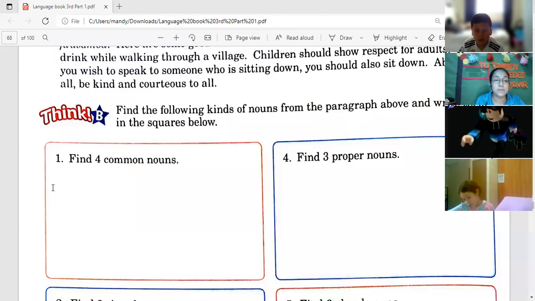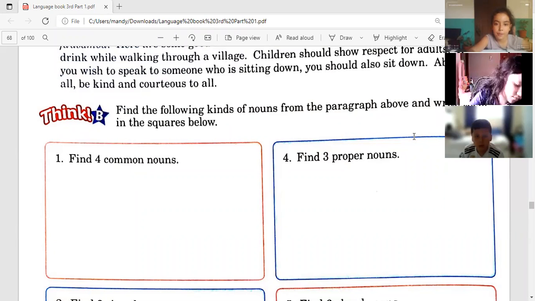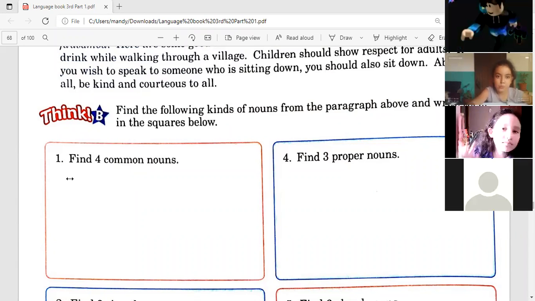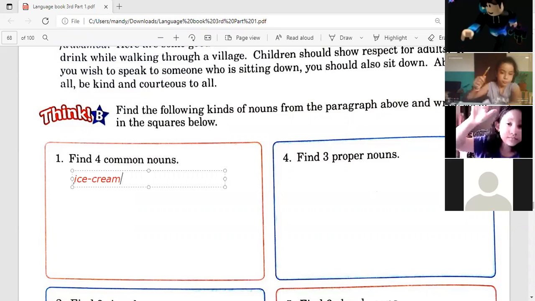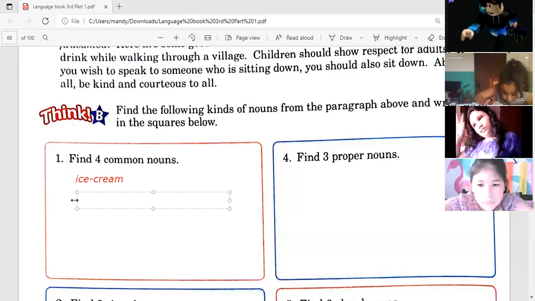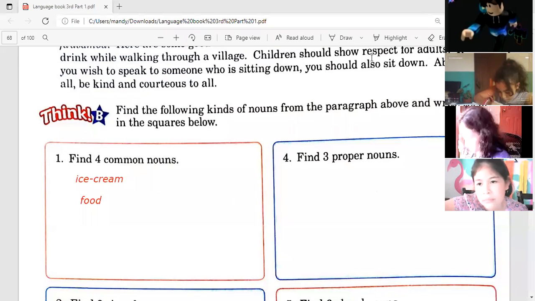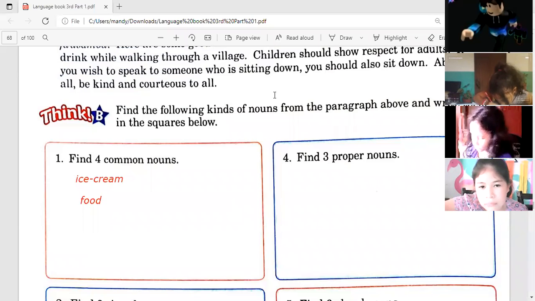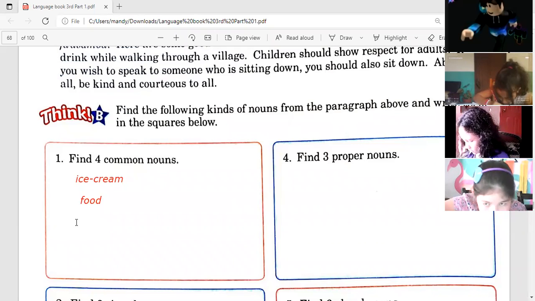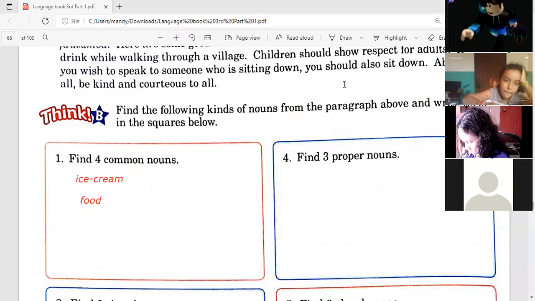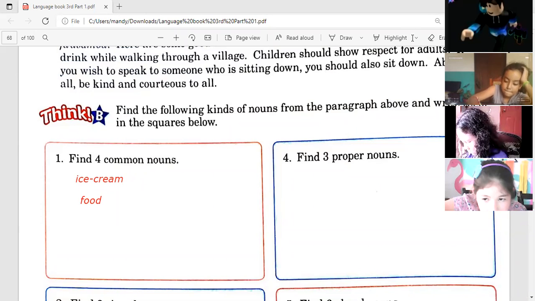Okay, nombres comunes. Christopher, you are the first one. So let's see. Dani Navas, give me common nouns. Ice cream. Okay, ice cream, yes. Food. Okay, food, yeah. Pen. Okay, what else? Okay, thank you, Danny.